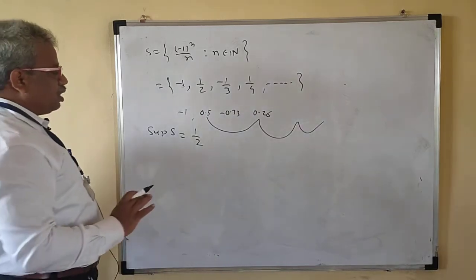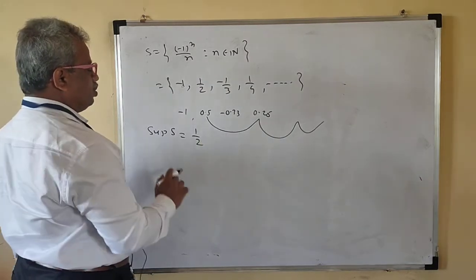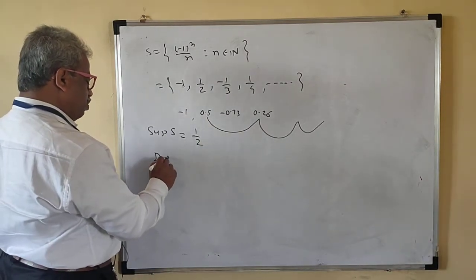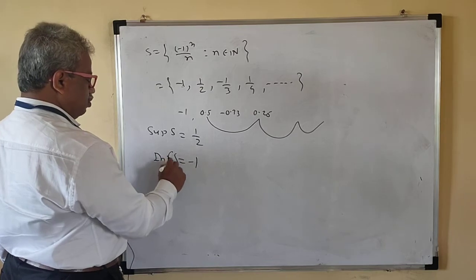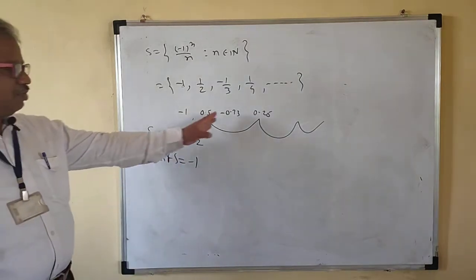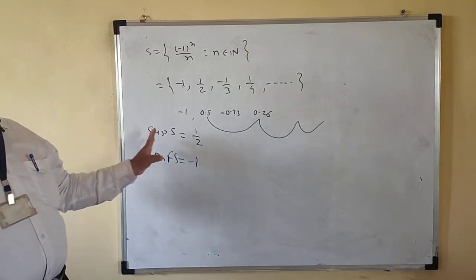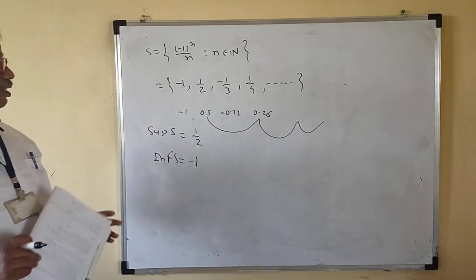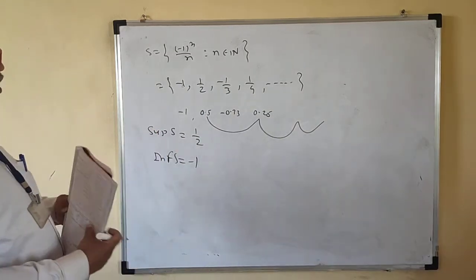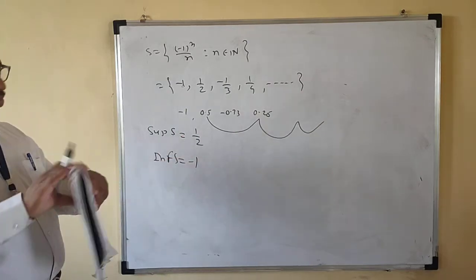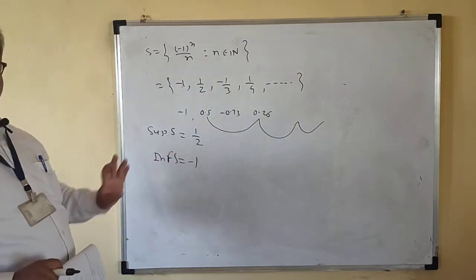But that will not be a 0. The minus 1 will be the infimum then. So infimum of S is minus 1. It becomes 0, so minus 1 is the smallest of all these. So what here? Supremum is half and infimum is minus 1. You should remember the set and this value.